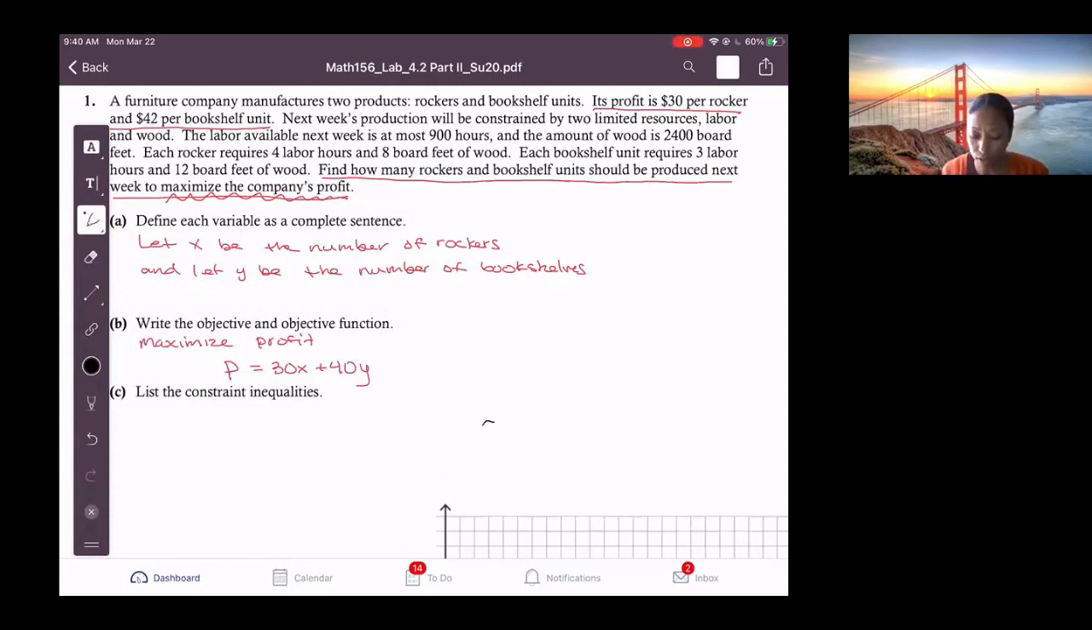I'll show the work kind of 2 ways. Some people might be able to easily read through this paragraph and find your answers by underlining like I've been doing. Some of you may find it more helpful to make a table to organize your data. So let's do that. I always start with our unknowns at the top. We have rockers and we have bookshelves. And then our resources or constraints are labor and wood.